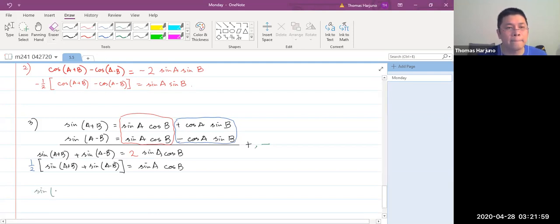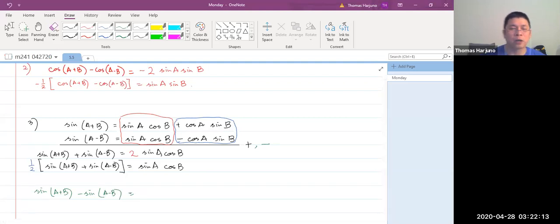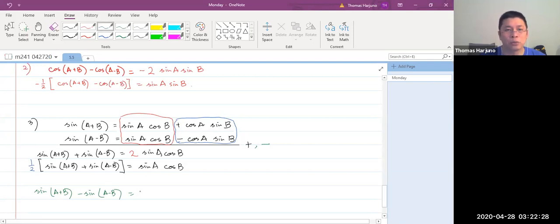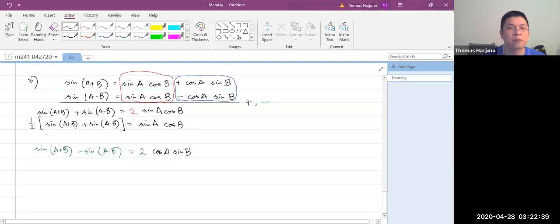Sine sum minus sine difference. And you will see that the first term, the red box, will cancel because we are subtracting the like terms, right? Okay, and the blue box, you subtract the opposite, that basically becomes adding the same term. So I will get 2 times cosine A sine B. Then divide by 2 both sides, that gives me what I need.